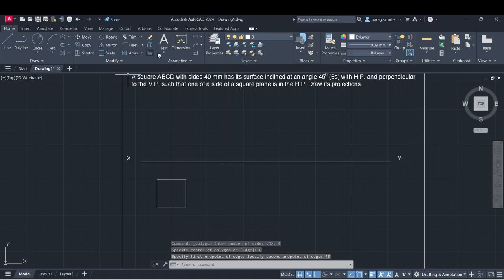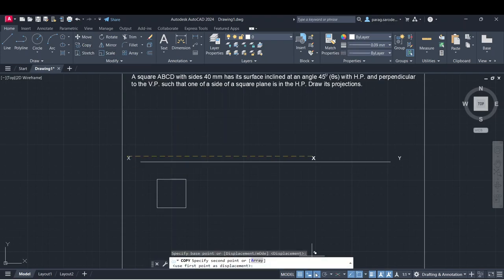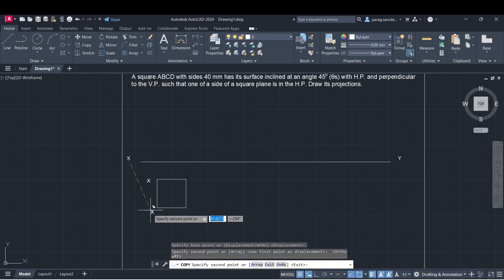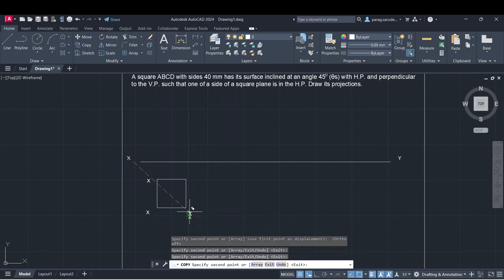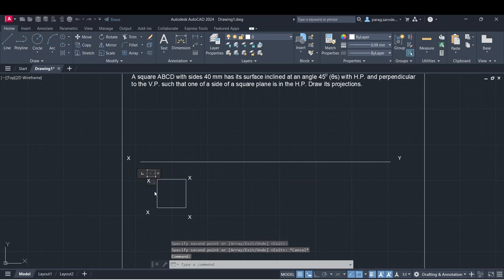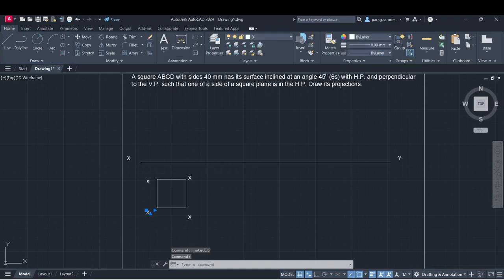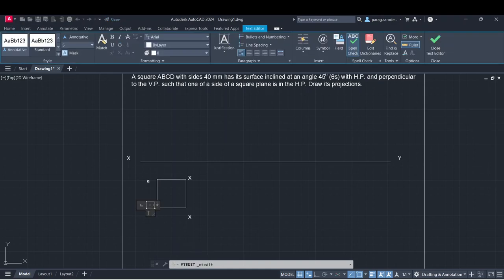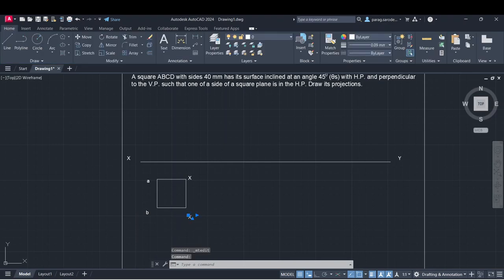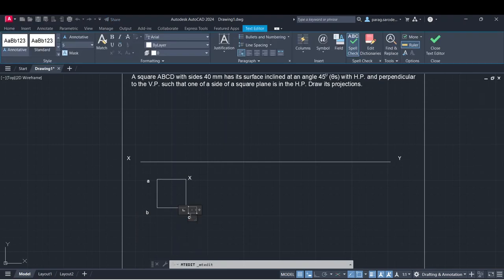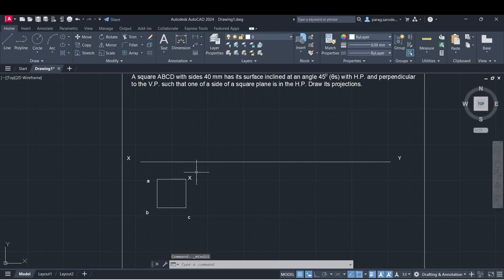Now, you will name it. For naming, I can copy this X, right? 1, 2, 3, 4, right? So, this is point A. This is point B. This is point C and this is point D.